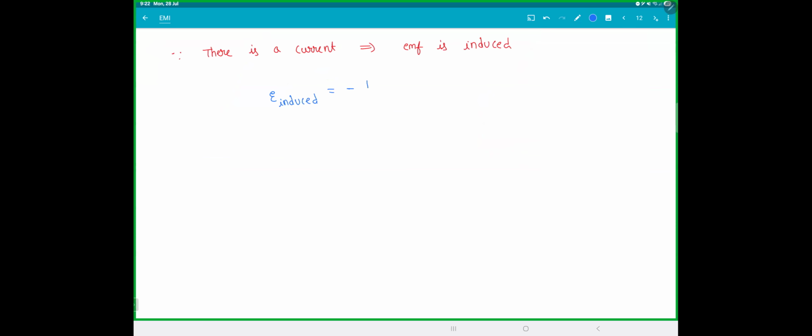and he proved this EMF induced is given by minus d phi by dt, where your phi is nothing but flux, which is N into integral B dot dA. N is the number of turns, B dot dA is the flux in one loop. And here the negative sign indicates opposition. We will talk about that. So that's your final statement. So what is Faraday's law of electromagnetic induction? EMF induced in the loop is proportional to rate of change of flux.